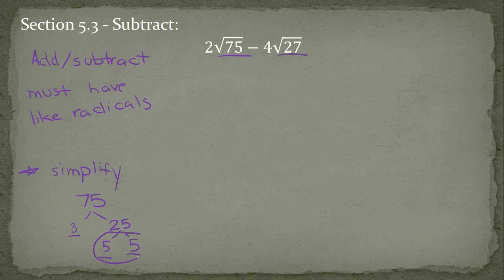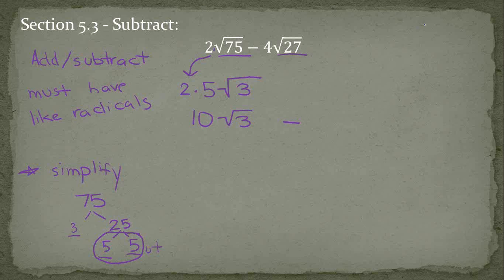And if you can circle a group of 2, a pair of something, you can take that number out. I think a circle looks like an O. So whatever you circle, you can take one of that number out, and the remainder stays inside. Now this had a 2 in front. Make sure you bring that down. So we're going to multiply by 2 here. We can multiply the outside numbers together, and I have 10 radical 3.